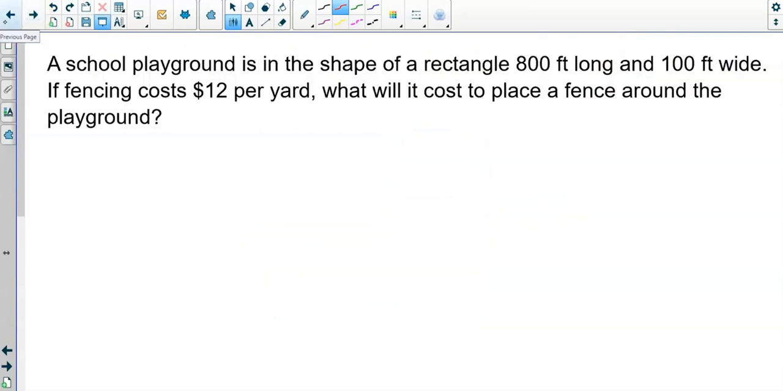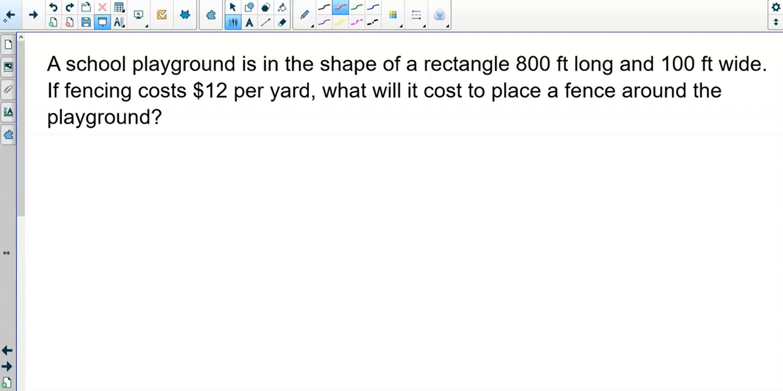So I believe this is the last example. Let me double check. Yep. So in here, it says that a school playground is in the shape of a rectangle, 800 feet long and 100 feet wide. Okay? If fencing costs $12 per yard, what will it cost to place a fence around the playground?